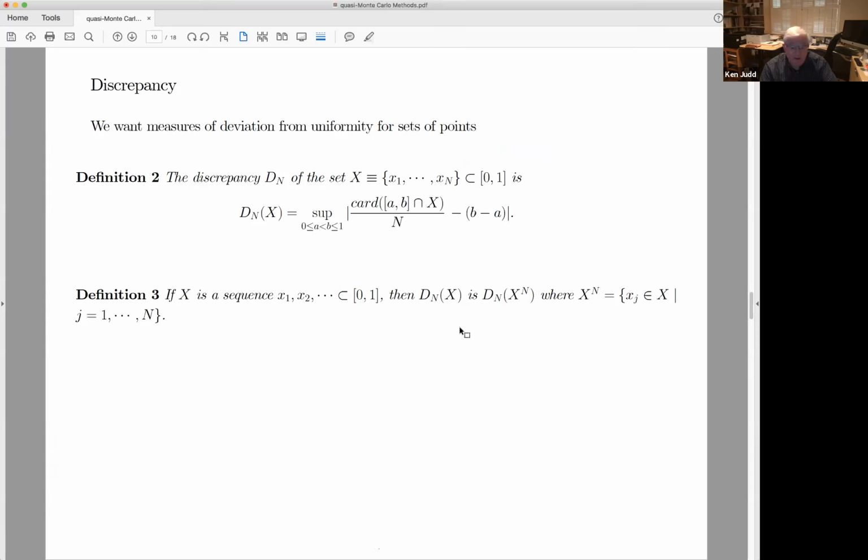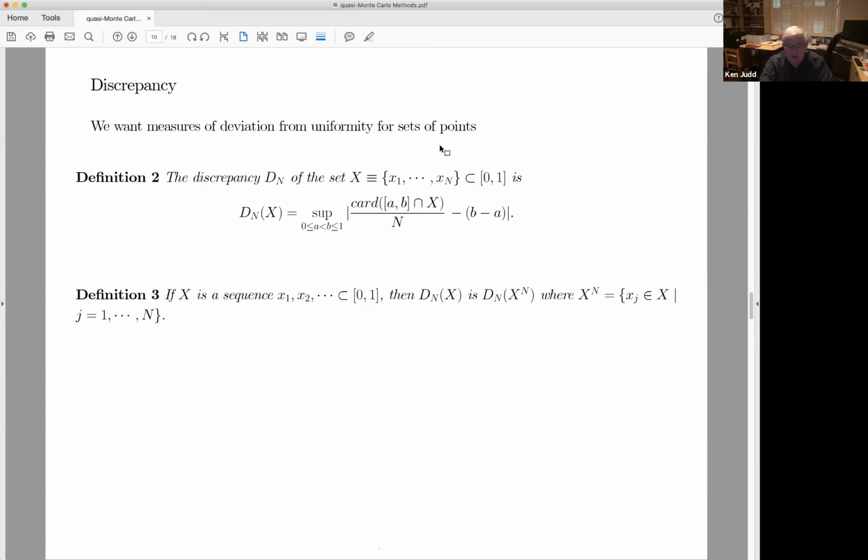Now we have the concept of measures of deviation from uniformity for sets of points. Basically, suppose you have a set of points, let's say a scatter of points in the unit square.